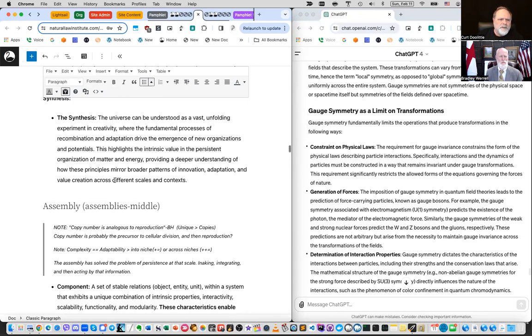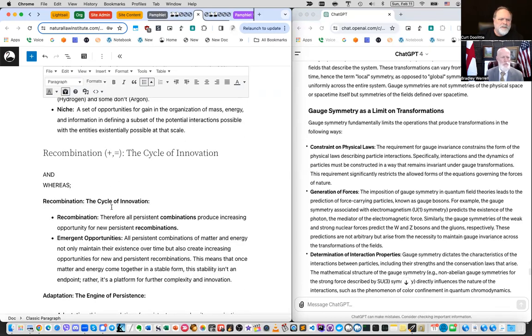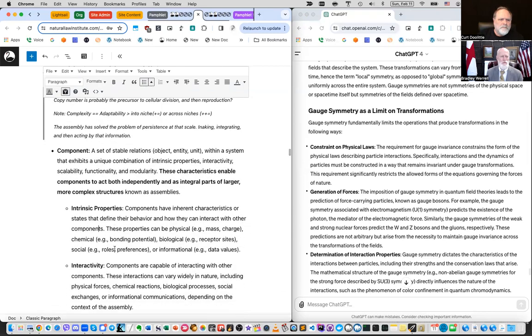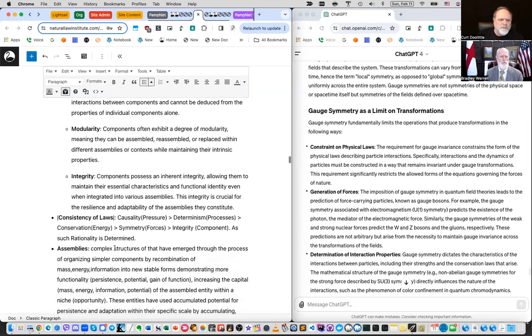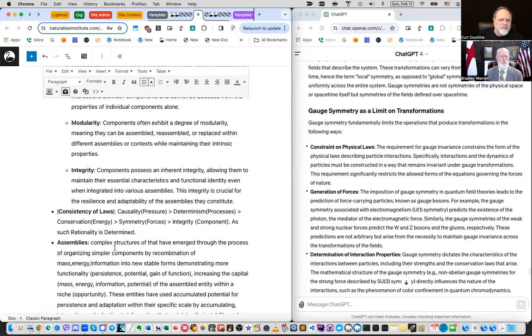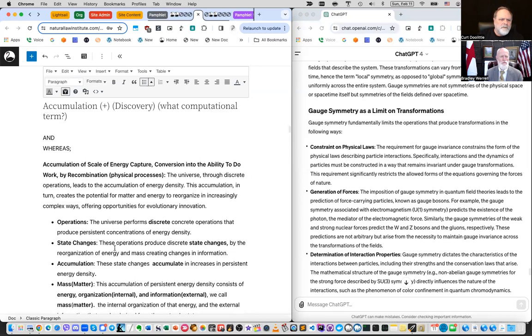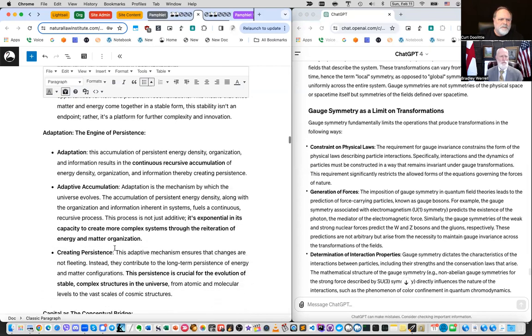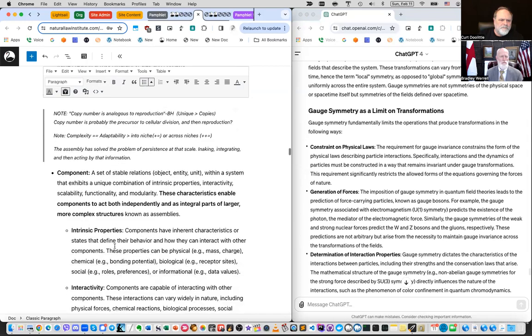Do I need the bullet point there? Where? Recombination. I think this might be indented one too many. Accumulation, bullet points. Recombination. Little synthesis.